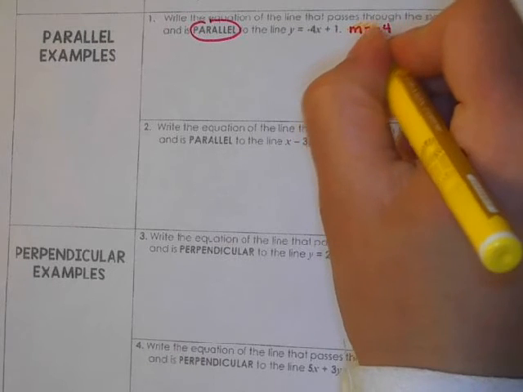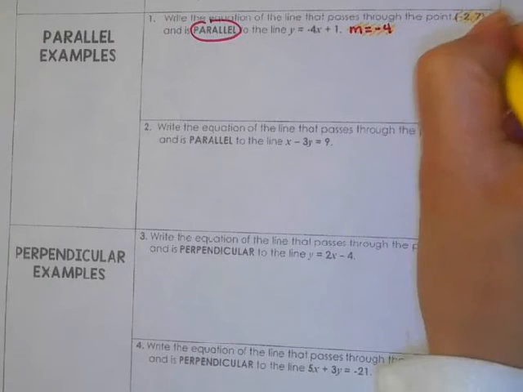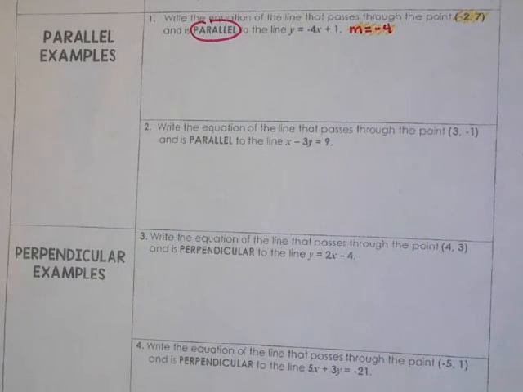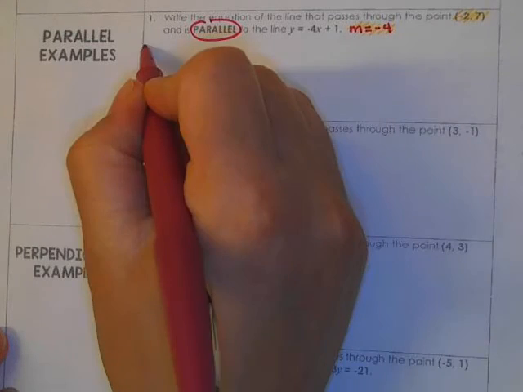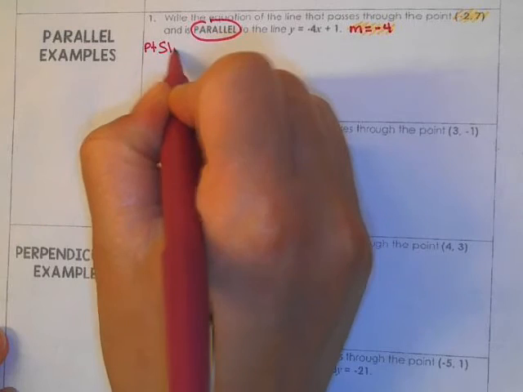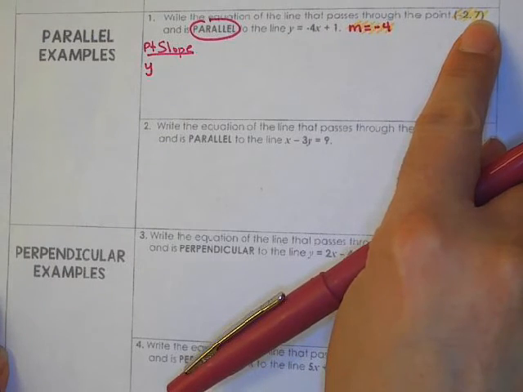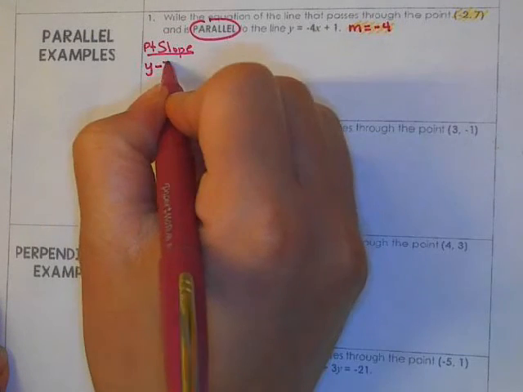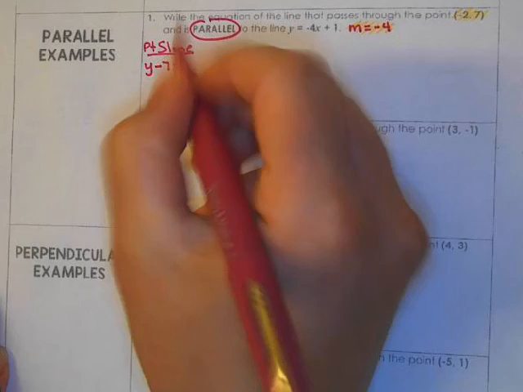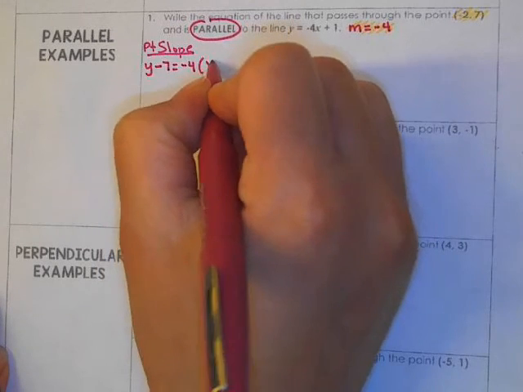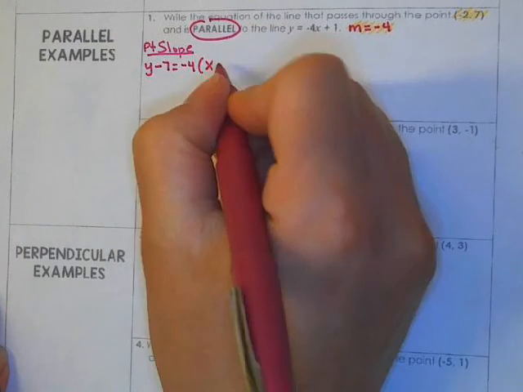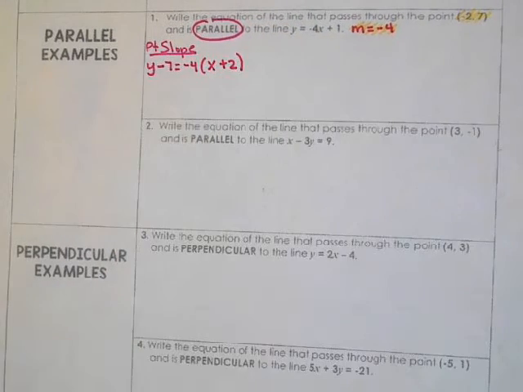So you are going to take this slope and this point, and the first thing you're going to do is write a point slope. So you take y, go to your point, and the opposite of a 7 is -7, equals your slope, parentheses x, and the opposite of a -2 is a +2. And then that's the answer for that one.